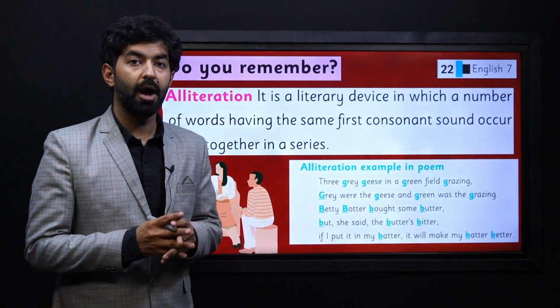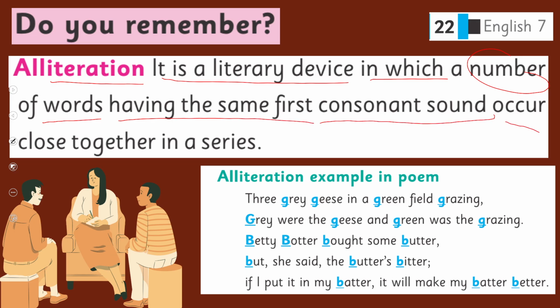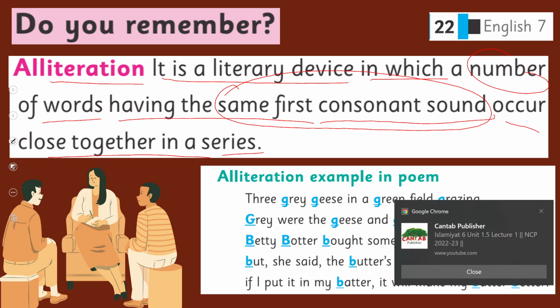Now let's talk about alliteration. If you remember, alliteration is a literary device or a figure of speech in which a number of words having the same first consonant sounds occur close together in a series. So what do we learn from this? Same first consonant sounds will be coming together. So let's see.